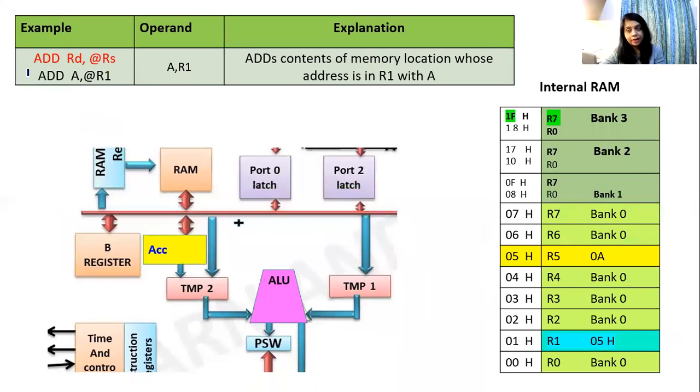Same again, add RD, add RS. Now RD is the destination register and RS is the source register. Again in the example I have taken the same A, R1. That means I have considered the destination register as A and the source register as R1. What is the difference between the previous instruction and this instruction?